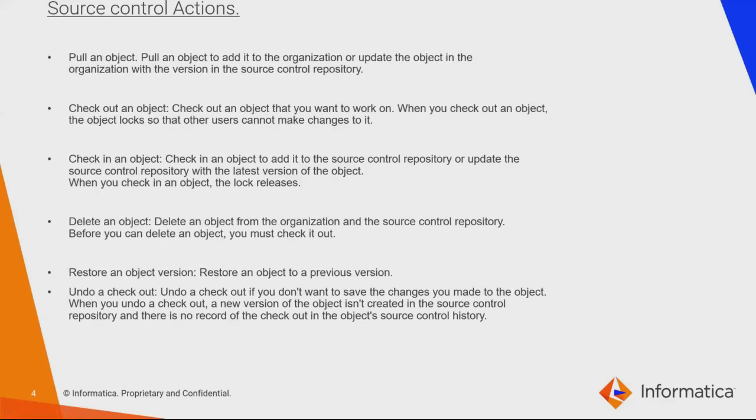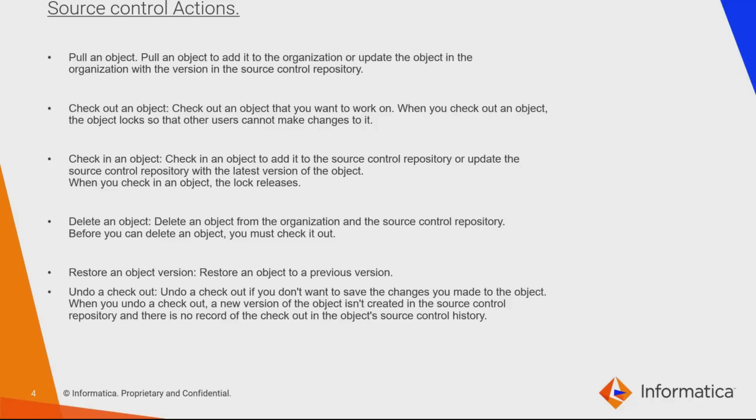These are some of the source control actions available with Informatica Cloud on GitHub. So pull an object. Pull an object basically says to pull an object from GitHub to a local environment or a local org, or update the object in an organization with the version that we have in our GitHub. Check out an object.